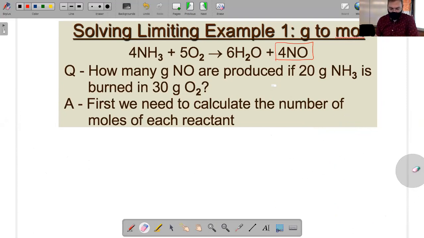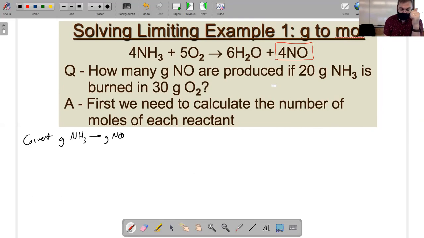What you're really trying to do is, if we're trying to figure out a mass of NO that's produced, if we have masses of each of these two reactants, another way to do the problem is to just convert grams of NH3 to grams of NO, and convert from a mass in grams of NH3 or oxygen into a mass in grams of NO. Do each of those two problems. And when you do each of those two problems, you will find that the mass of NO that you produce will be smaller for one of the two chemicals.